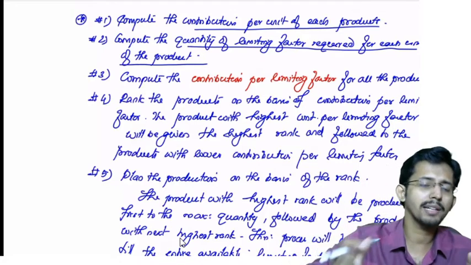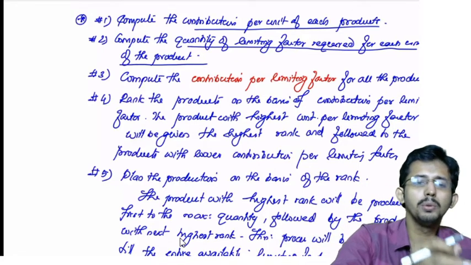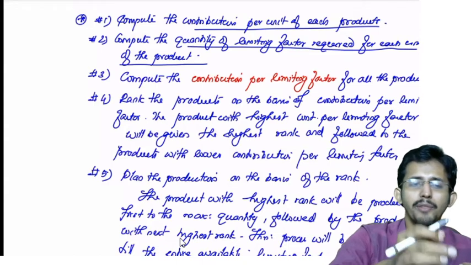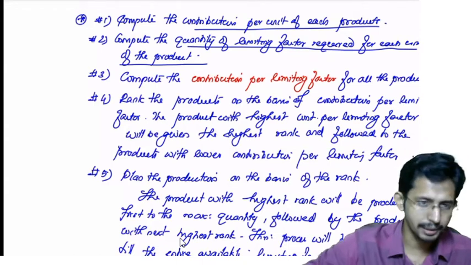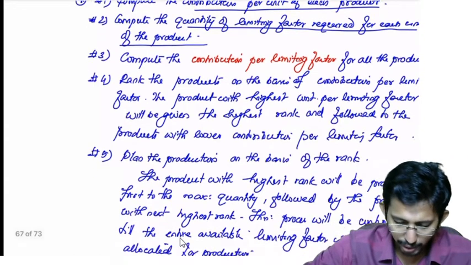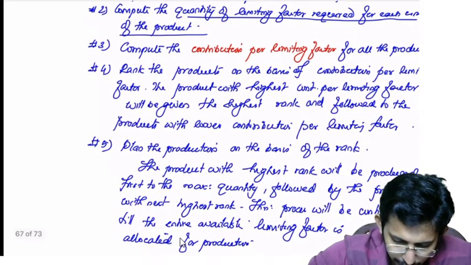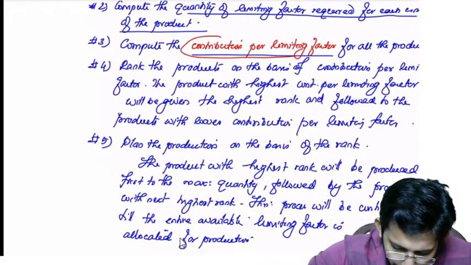If there are 4 products, for each product, how many units of limiting factor is required for producing 1 unit? That is the second step. Then what you have to do? Contribution per limiting factor. This is the crucial aspect.